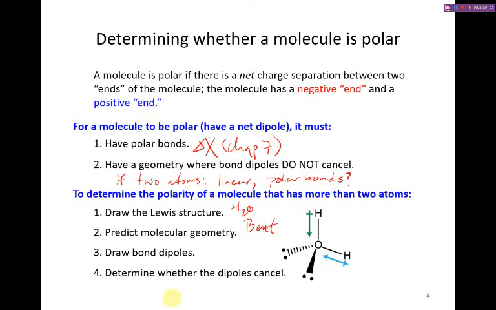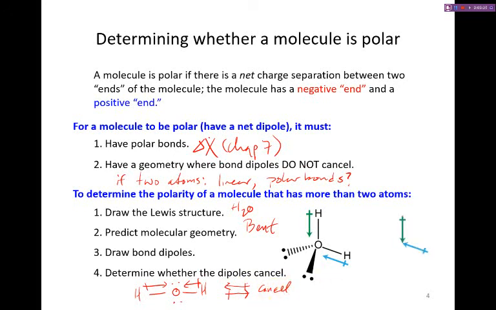And this is why it's important to draw it properly in 3 dimensions. Because if you're tempted to draw water like so, and you draw the bond dipoles, then we actually see that they oppose each other. They're equal and opposite direction, and so they would cancel.